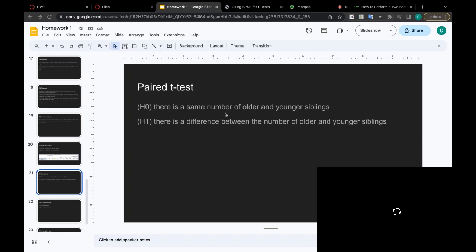Now, let's say there's the same number of older and younger siblings. Now, there is a difference between the number of older and younger siblings. We're going to perform that analysis for real on this. So we're going to go Analyze, Compare Means. We're going to go for the paired samples t-test, Pair 1, variable 1, variable 2.